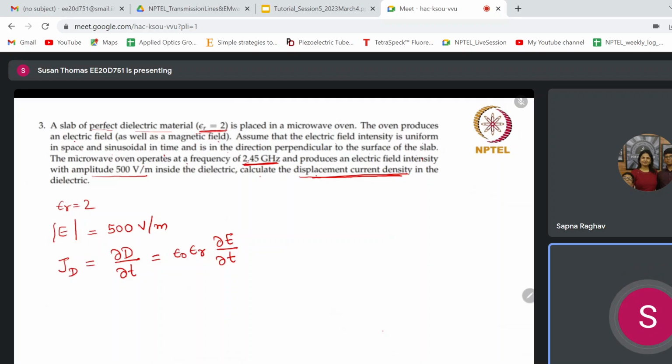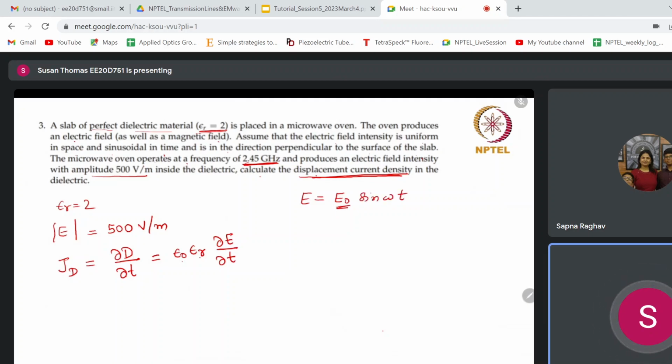Okay. Now, if you have the electric field, take the derivative of that and multiply by epsilon 0 epsilon r, you will get the displacement current density. Now let us start from the electric field. Say for example, the electric field, let me write it like this: E naught, the magnitude, E naught sine omega t.